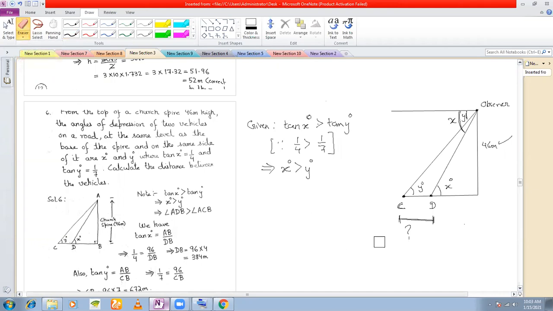Now we'll see what the question here is. The height of the church spire is given. Okay, the height of the church spire is given to be 46 meters. What you need to calculate is the distance between the vehicles. And what is the distance between the vehicles? The distance between the vehicles here is CD. We are talking about this distance we need to calculate.